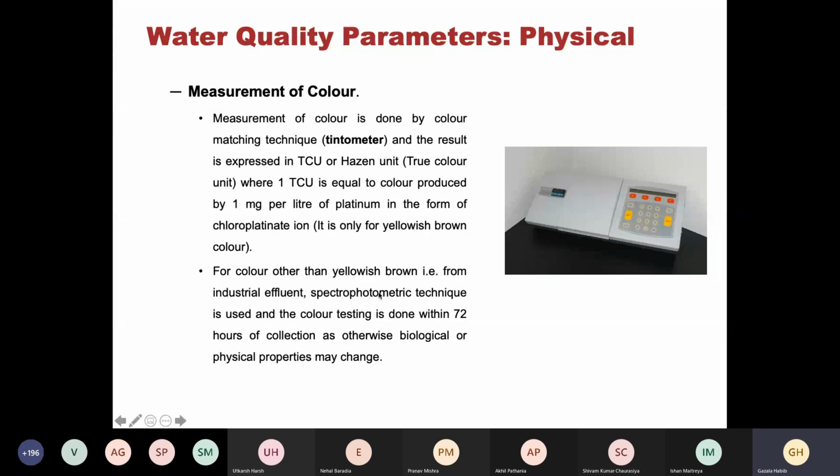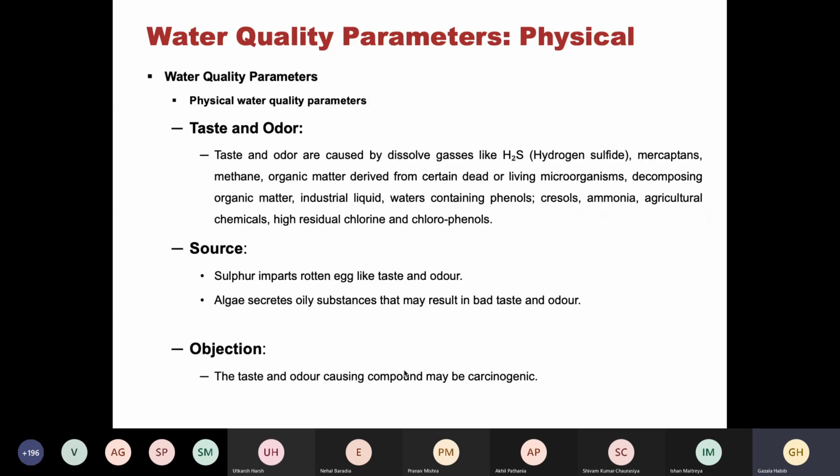For color other than yellowish brown, for industrial effluent, a spectrometric technique is used, and the color testing is done within 72 hours of collection, as otherwise biological or physical properties may change. Spectrometric techniques are the most common, not only for color; mass spectrometry and other techniques are used to even determine the odor and taste in water. So spectrometry is a more precise technique for color, odor, and taste measurement.